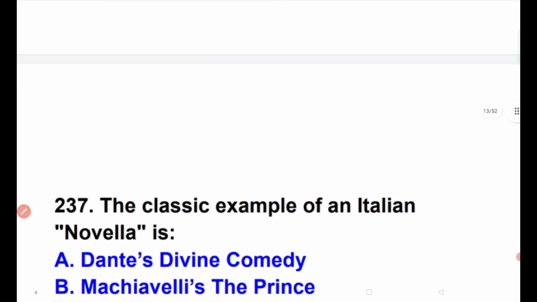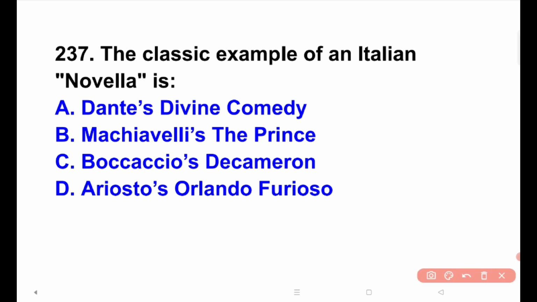Next, this is an open form question. The classic example of the Italian novella is option C, Boccaccio's Decameron. A foundational collection of 100 short prose tales told over 10 days. The origin of the novella tradition.